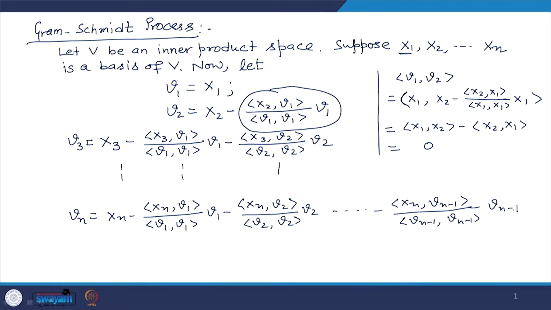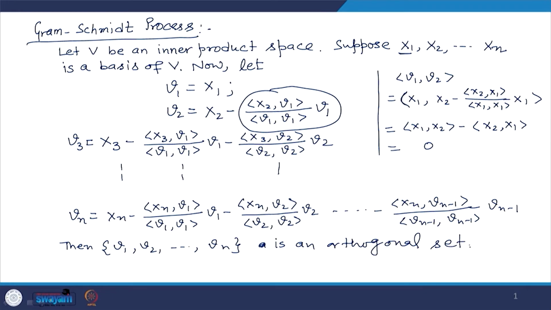And as you have seen here, V1 and V2 are orthogonal. Similarly, V3 will be orthogonal to V1 and V2 and so on. Then what I can write, V1, V2, up to Vn is an orthogonal set. So, this process of finding another set which is orthogonal from a given linearly independent set is called the Gram-Schmidt process.